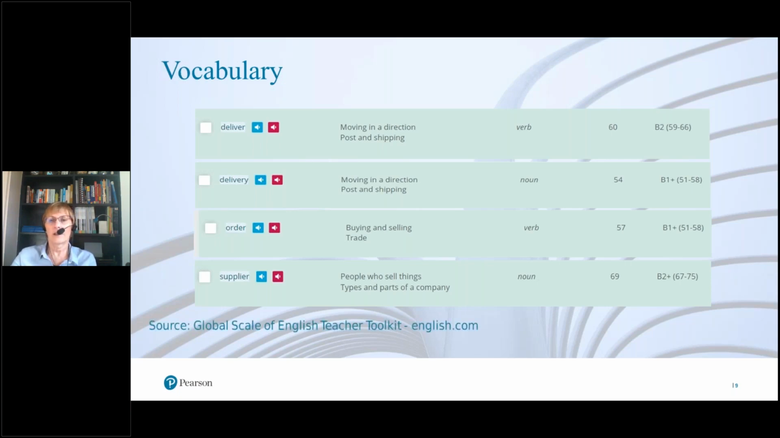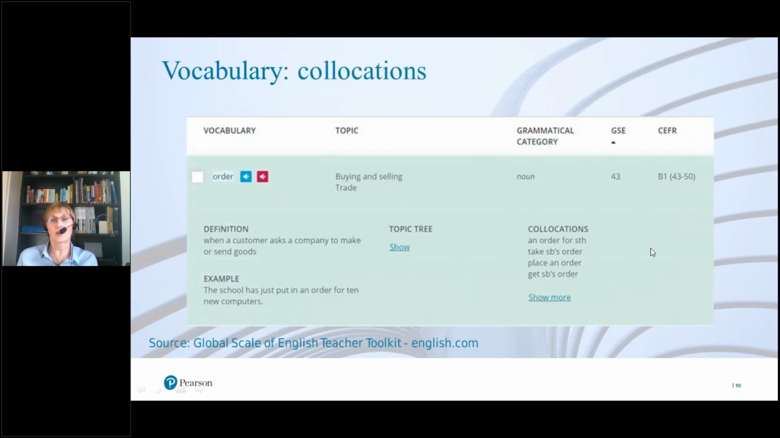The other thing that I think is important is that they also see some of the common collocations with this language. So things like to place an order and to make a delivery. Not all of the collocations, but at least some of the key collocations, so that they're not seeing this vocabulary in isolation, that they do see it in context.